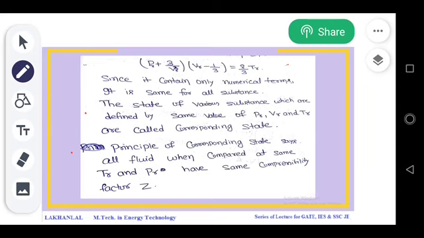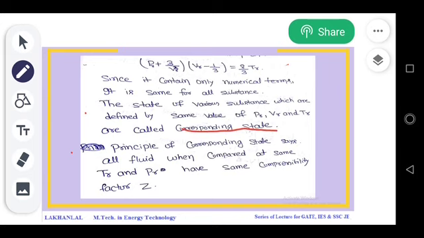The states of various substances which are defined by the same value of PR, VR, and TR are called corresponding states. And the principle of corresponding states, now this is quite important. The states of various substances which are defined by the same value of reduced pressure, reduced volume, and reduced temperature are called corresponding states. Okay, so this is your corresponding state.